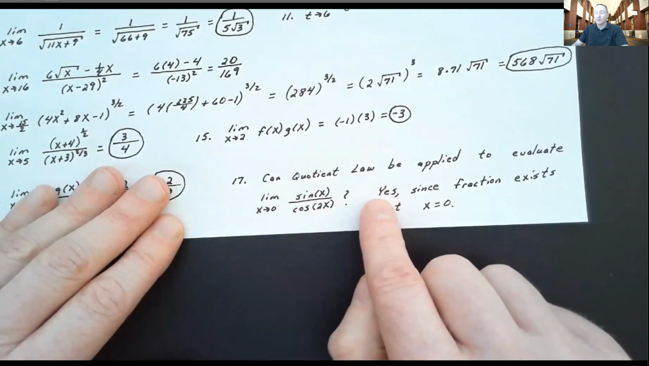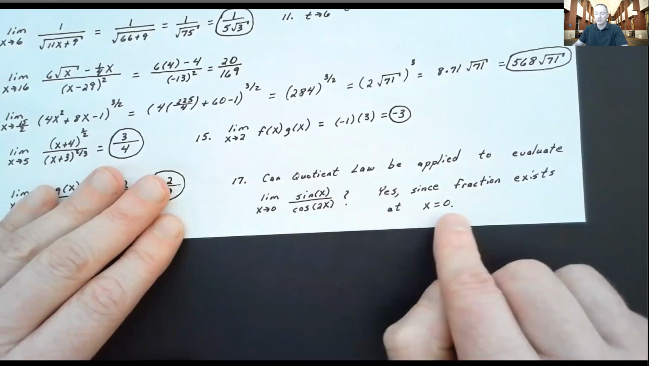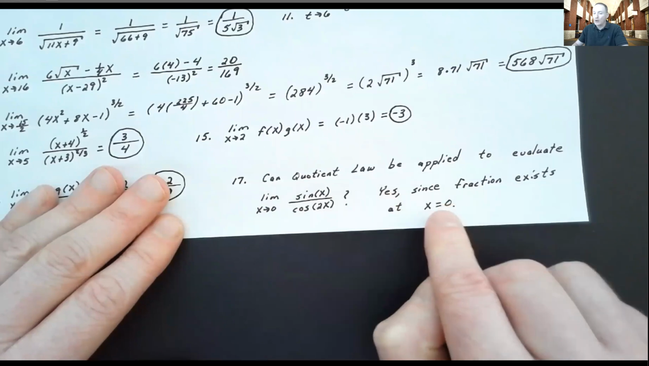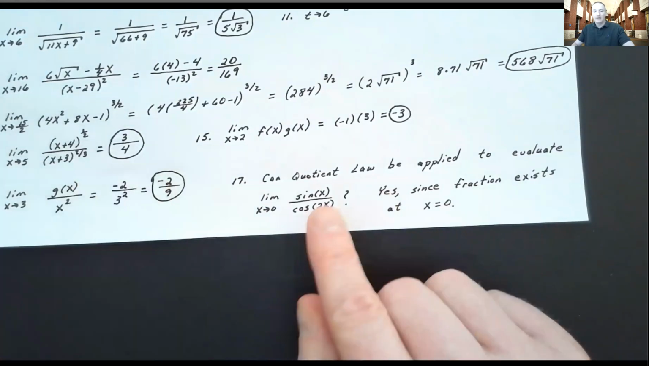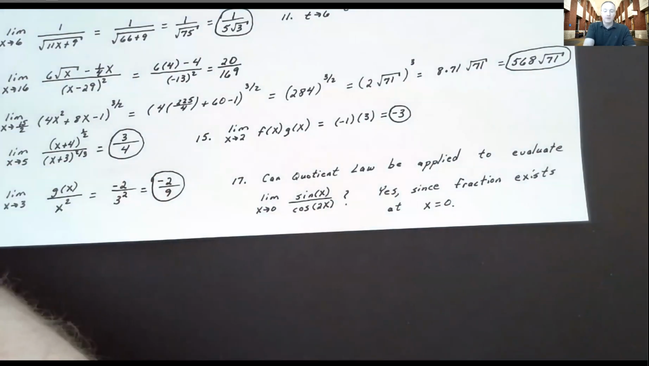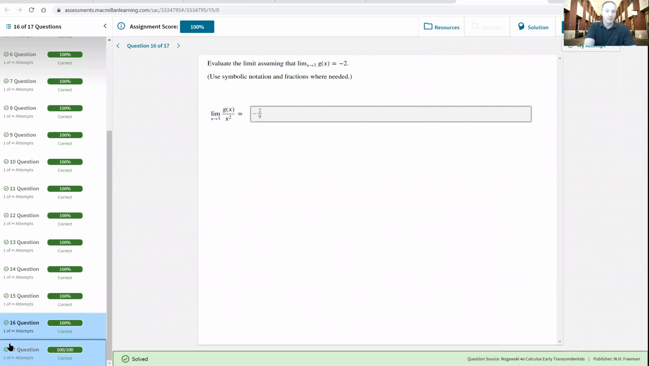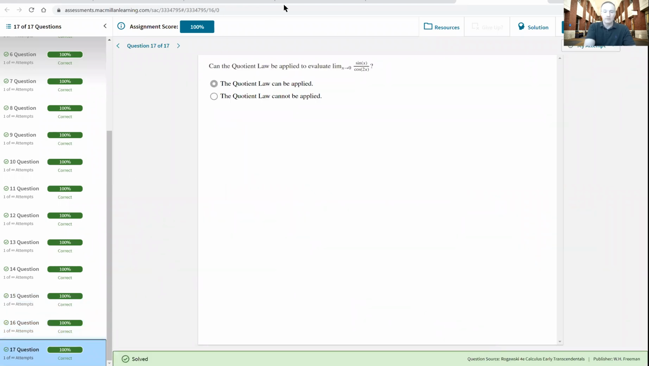And so then I can say, well, yeah, this quotient law can be applied because the fraction exists. And again, the way you understand the fraction exists is simply the denominator. If it's anything other than 0, then the quotient law can be applied. And in this case, it was a 1. And so you can see it just says quotient law can be applied or quotient law cannot be applied. It doesn't even ask for an answer, as far as the answer to this question would also be 0.